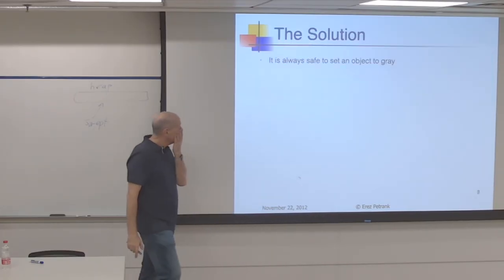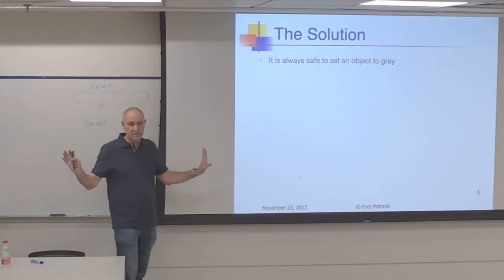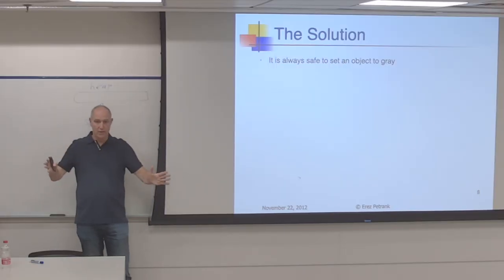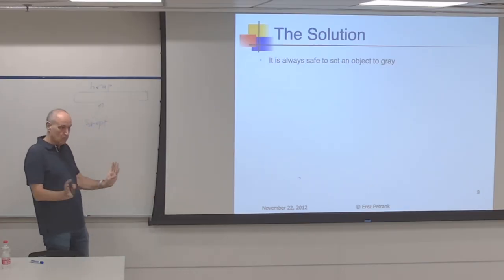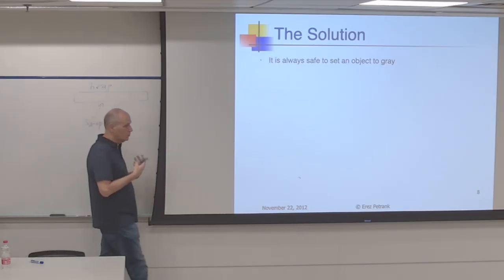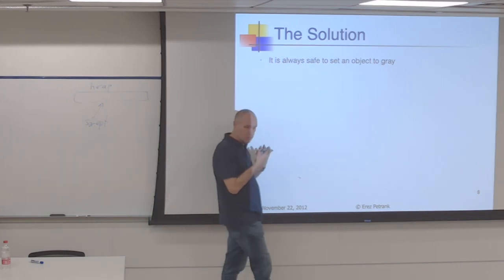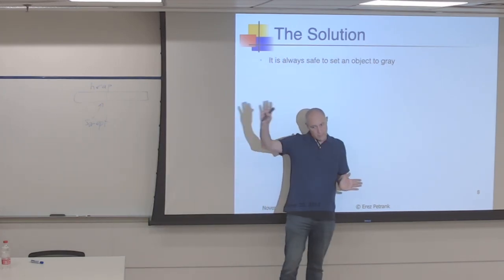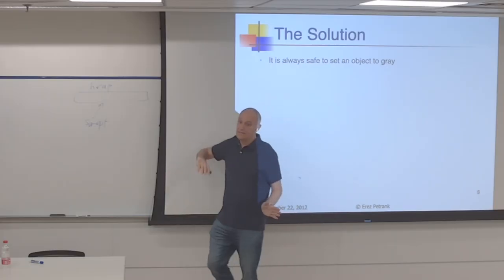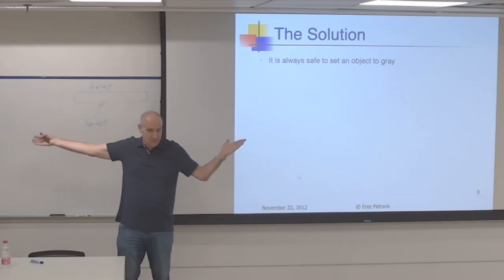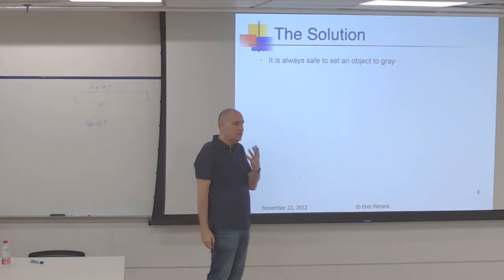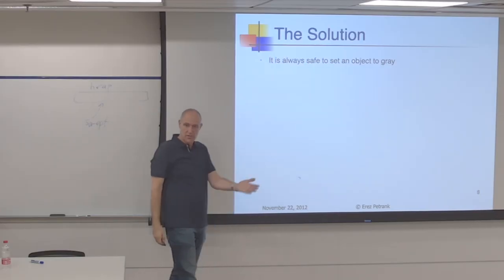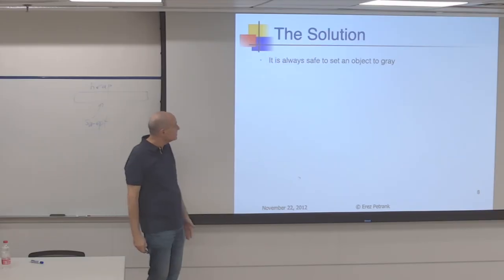So the first thing we note is that it's always safe to make objects gray. If we allocate objects and they become gray, then it's always okay. Because in the worst case, we will not reclaim this object now, and it will be gray in the next collection, but in the collection after that, we'll be able to reclaim it. So there will be nothing incorrect. We'll only have some objects that will remain for more collections.